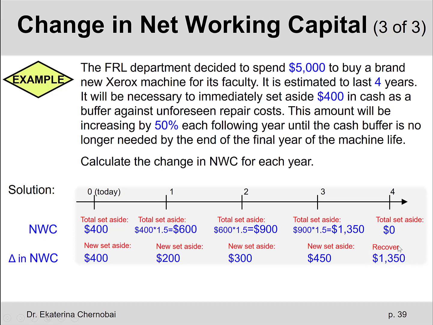Another way to calculate this final change in net working capital is to look at the sum of all changes in net working capital until the final year. So if you add up 400 plus 200 plus 300 plus 450, you would get 1,350. So either look diagonally at net working capital for the previous year, or look across the same row, change in net working capital, and add up all the changes in net working capital that occurred in all previous years.